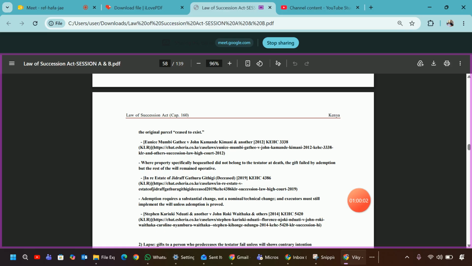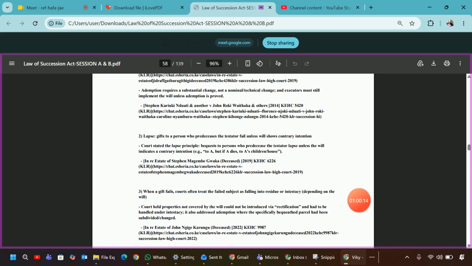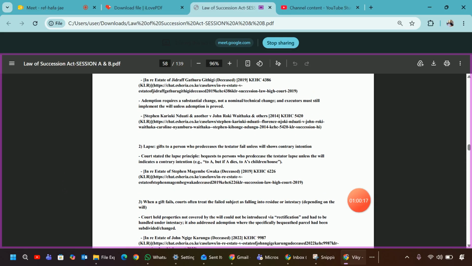Another situation is where ademption requires a substantial change, not a nominal or technical change, and executors must still implement the will unless ademption is proved. Point number 2 that you need to take away is lapse: gifts to a person who predeceases the testator fail unless the will shows contrary intention.